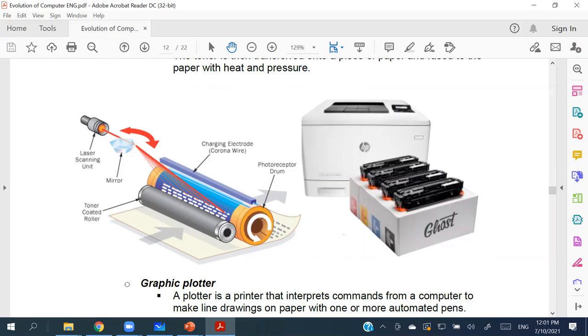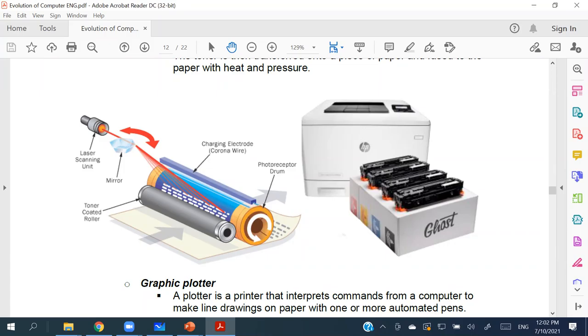The big blue cylinder is called the drum, and the black cylinder is called the toner, right? The toner has the printing dust, and the drum has the polarity to take the dust onto it, right?